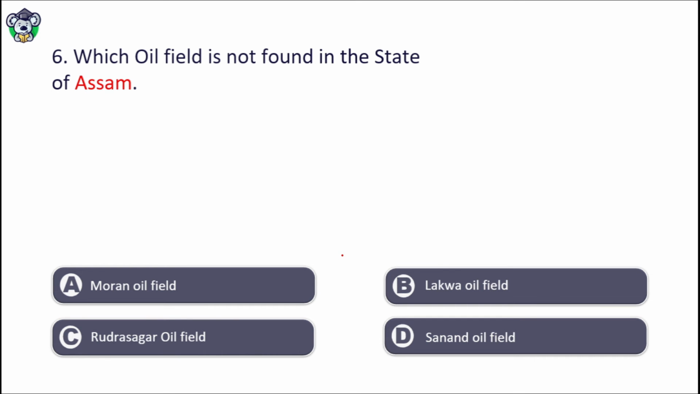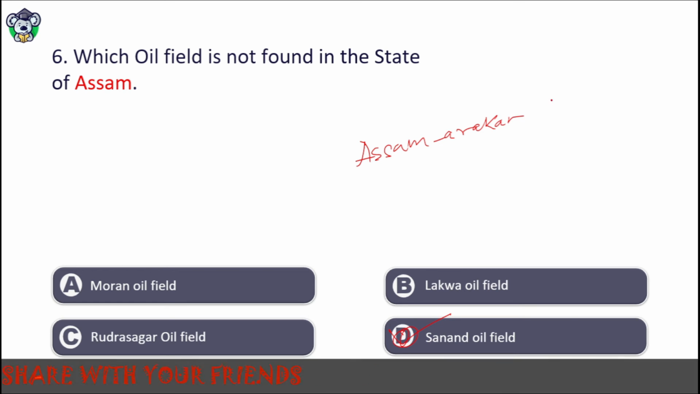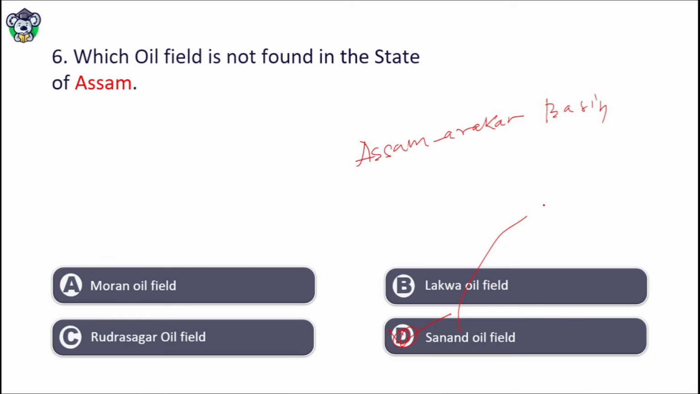Which oil field is not found in the state of Assam? Moran oil field, Lakwa oil field, Rudrasagar oil field, Sanand oil field. The right option is option D, that is Sanand oil field. Moran, Lakwa and Rudrasagar oil fields are found in Assam. Those belong to Assam Arakan basin, and Sanand oil field is found in Cambay basin, which is in Gujarat.